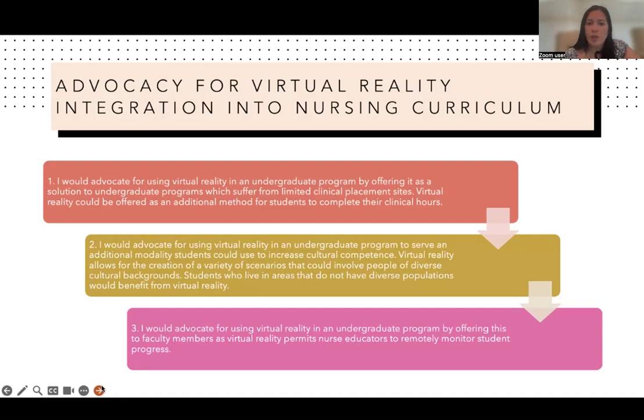Two, I would share research that demonstrates the positive effects of using VR to increase cultural competence. And I would, three, advocate for using it to faculty members, as virtual reality permits nurse educators to remotely monitor student progress.